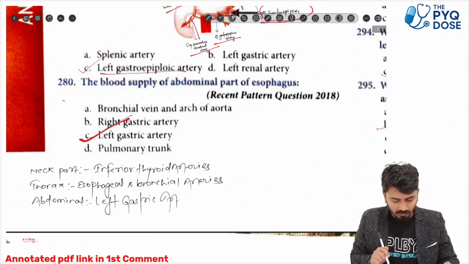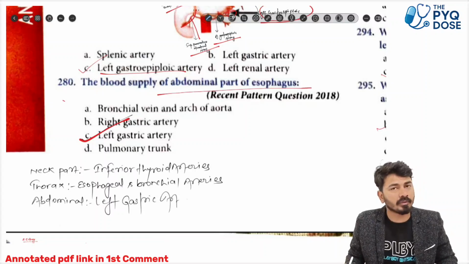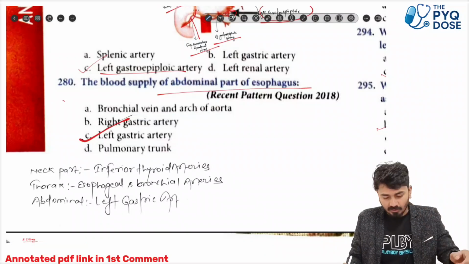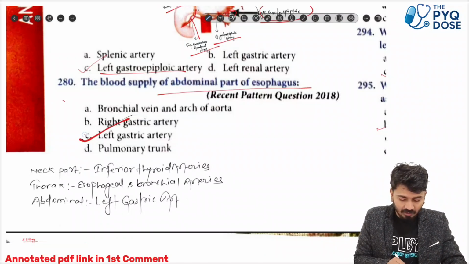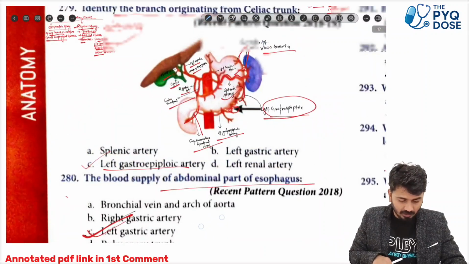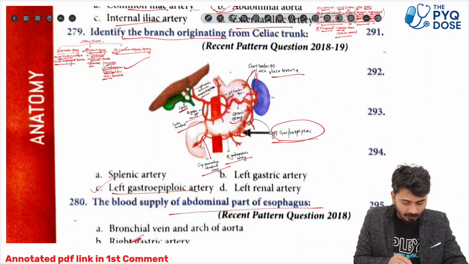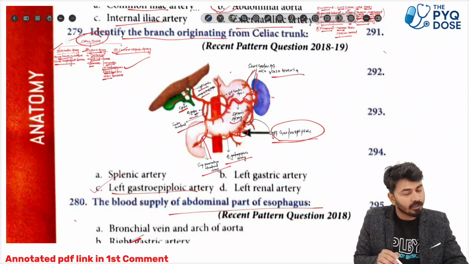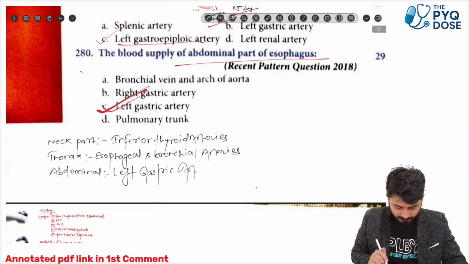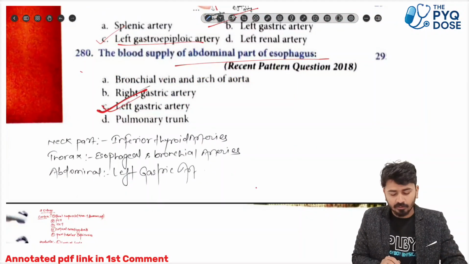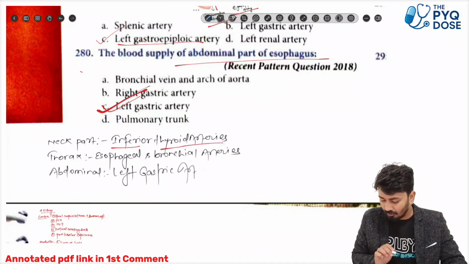Okay. Now the blood supply of the esophagus: the abdominal part of the esophagus is supplied by the left gastric artery, which is generally a main branch of the celiac trunk. In the neck portion, the esophagus will be supplied by the inferior thyroid arteries.